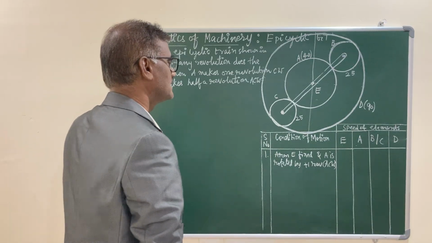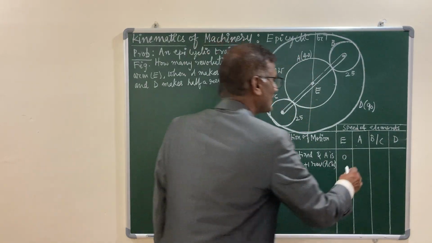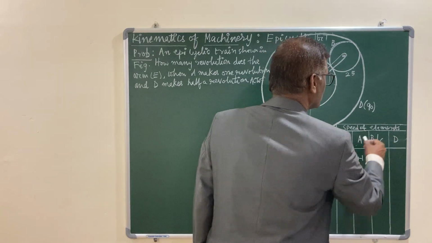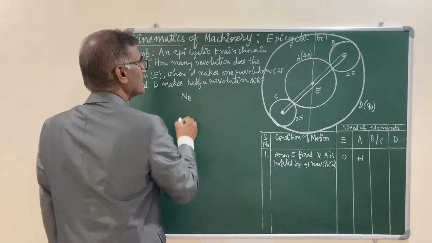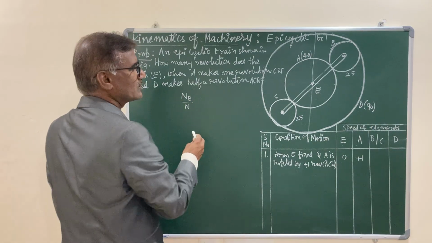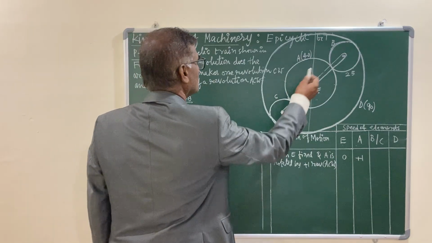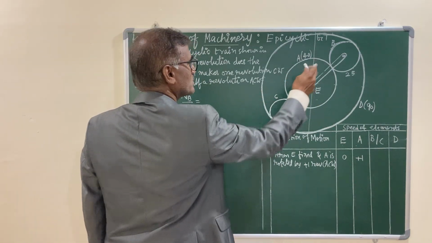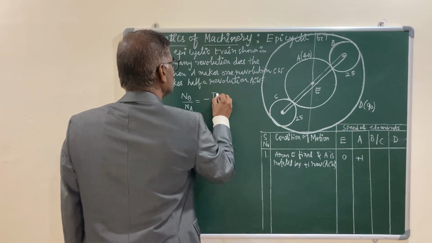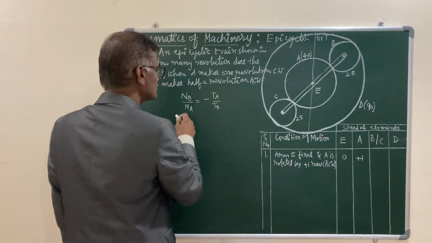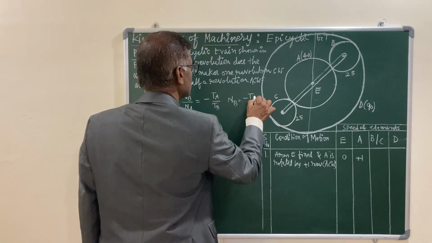So this is the sequence of gears you have to place in the table. Now, after placing this, let us give the conditions. E is fixed, so it is 0, and A is +1, and you have to calculate the speed of B. You can write the train value of B: NB by NA, the ratio of these two, is equal to minus TA by TB, since these two gears mesh externally and rotate in opposite directions. So NA is +1 revolution, and NB will be minus TA by TB.